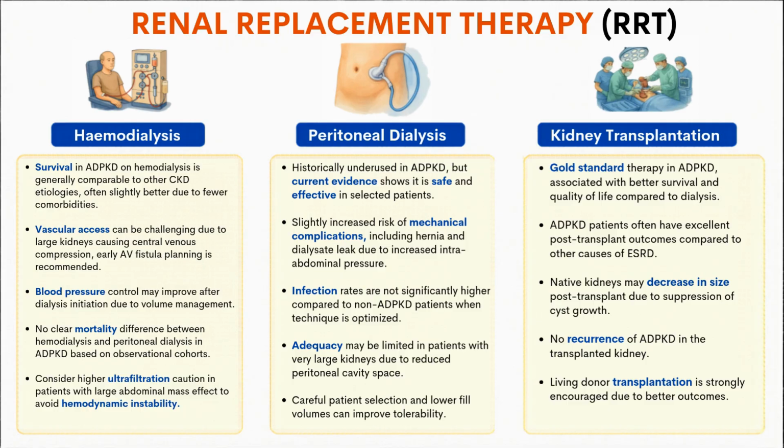Even when technique is optimized, adequacy can be an issue in patients with very large kidneys because the effective peritoneal cavity is reduced. So patient selection is key. Using lower fluid volumes can significantly improve tolerability.